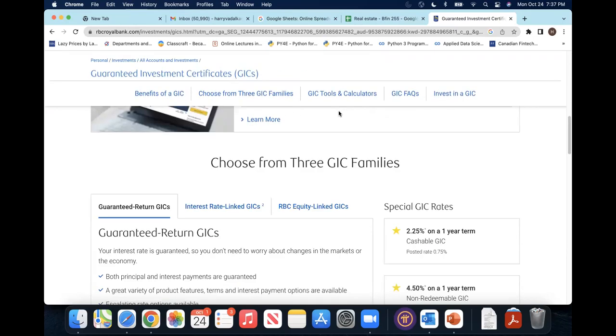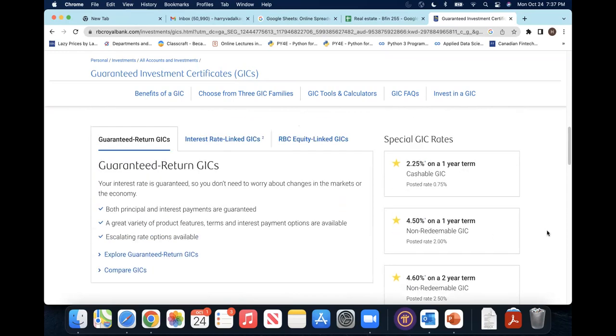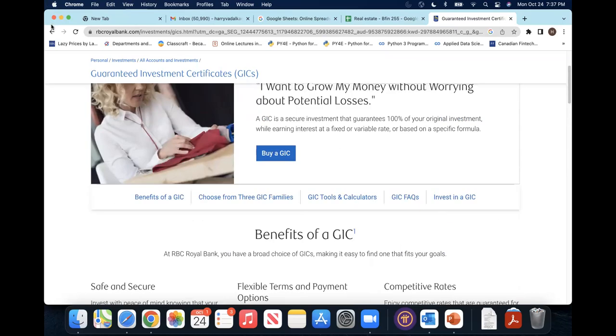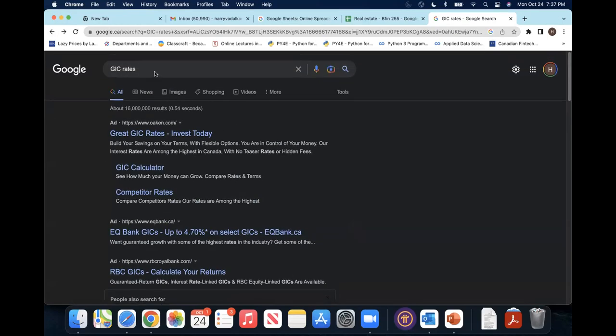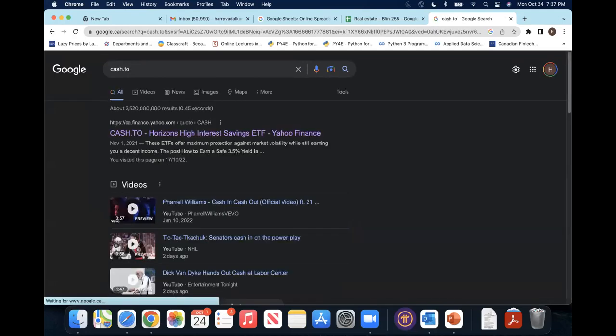The problem with GICs is, when you block your money, if it is a non-cashable GIC, you have to block your money. With a cashable GIC, right, the interest rate is very low, 2.25%. With non-cashable GICs, the interest rate is higher, but you do have to block your money. So you don't get access to your money for that time period. GICs are relatively risk free, so a good way to accumulate a down payment for your house. The other way is cash.to, which is a money market fund.